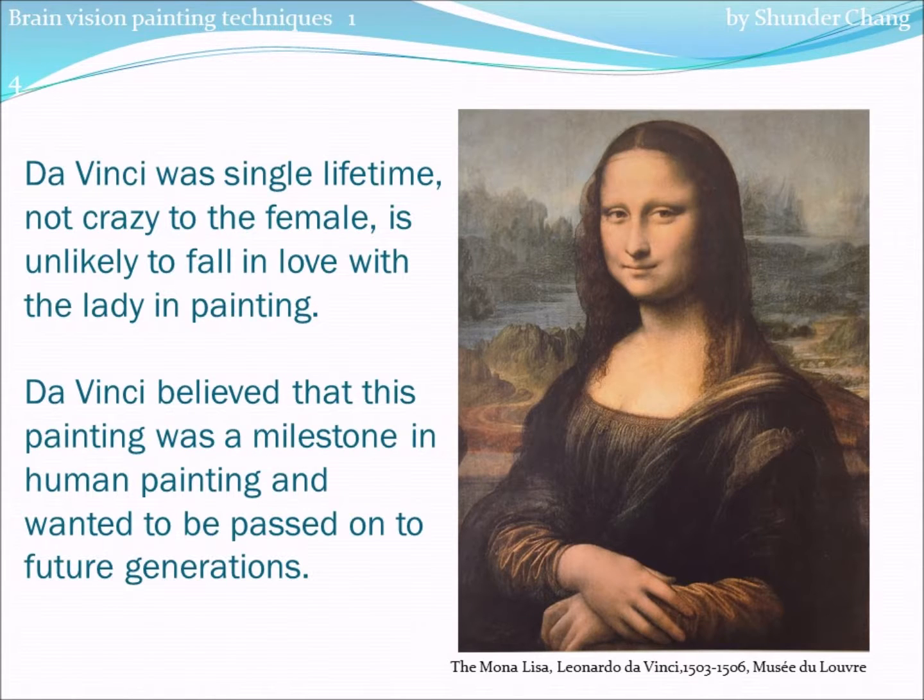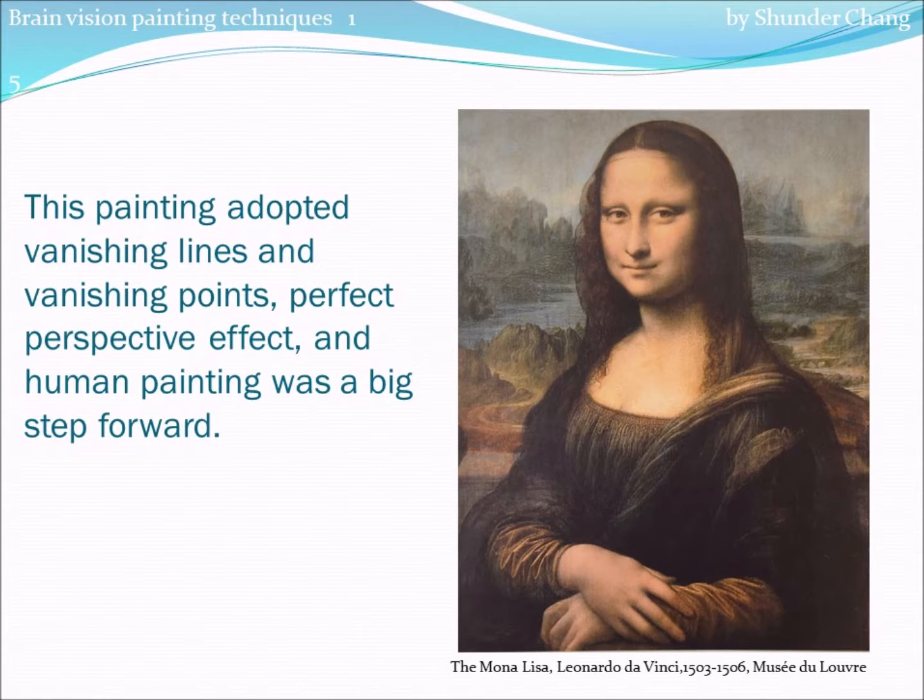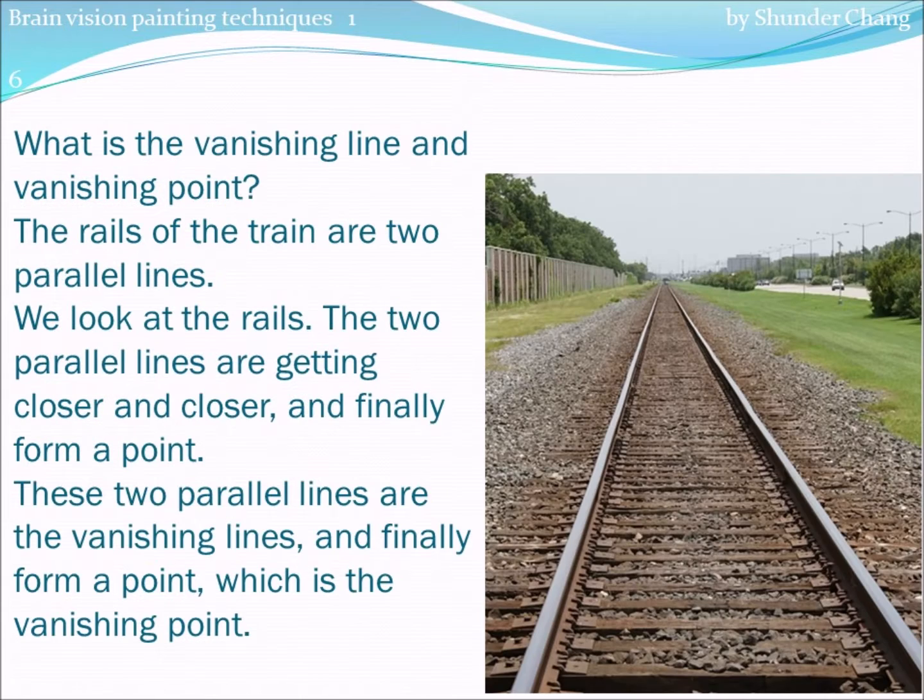Da Vinci was single his whole lifetime and not crazy about women, so he is unlikely to have fallen in love with the lady in the painting. Da Vinci believed that this painting was a milestone in human painting and wanted it to be passed on to future generations. This painting adopted vanishing lines and vanishing points, giving a perfect perspective effect, and human painting took a big step forward. What is the vanishing line and vanishing point?